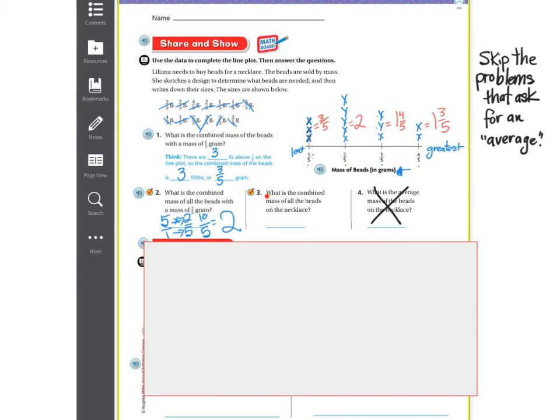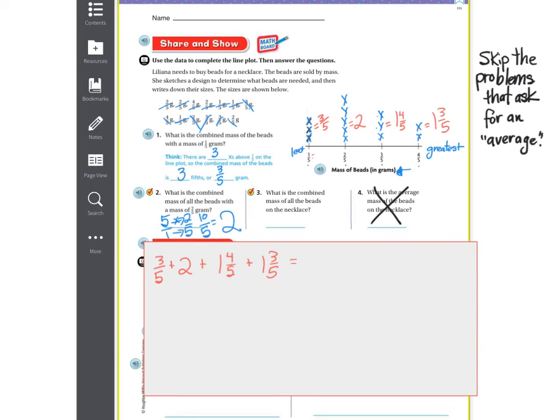Now I'm going to make a little more room, and then look at this. It says the combined mass of all the beads. That means I'm going to need to add, because combine means add. So I'm going to add 3/5 plus 2 plus 1 and 4/5 plus 1 and 3/5. Again, that is because I'm adding up 3/5 here plus 2 plus 1 and 4/5 and 1 and 3/5, because I am finding the combined mass of all the beads of the necklace.